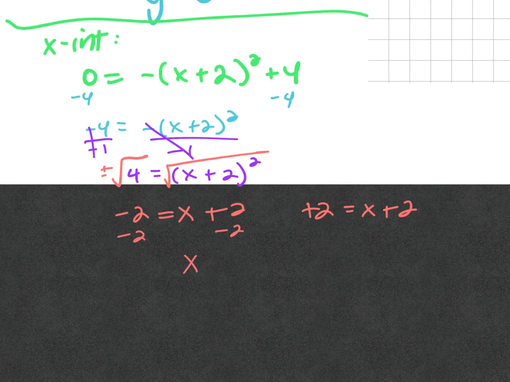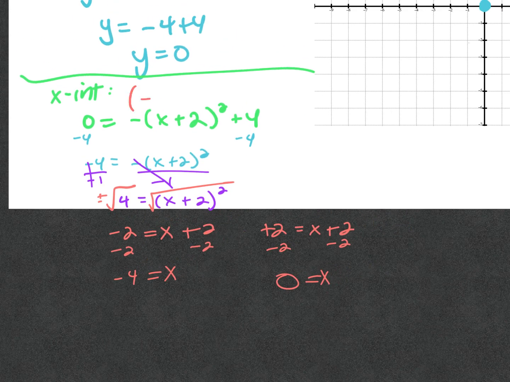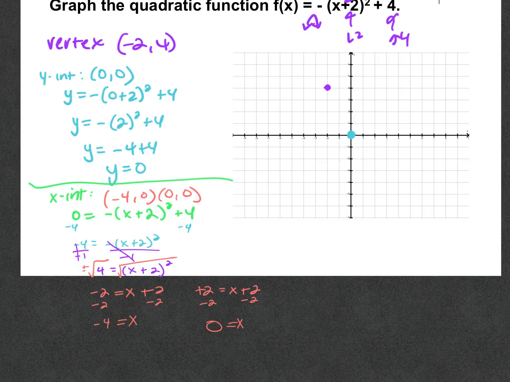Subtract 2: x equals negative 4. Subtract 2: x equals 0. And there's my 2. Now I already had the 0, 0. I have the negative 4, 0, which is consistent with the point on the other side. Does that make sense? Okay. And I graph.